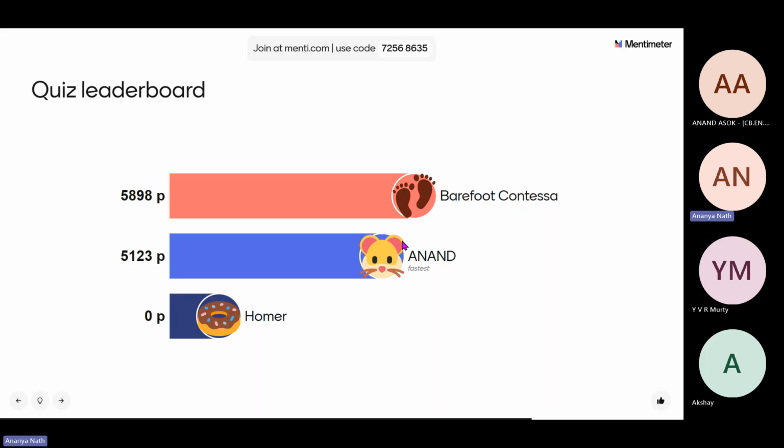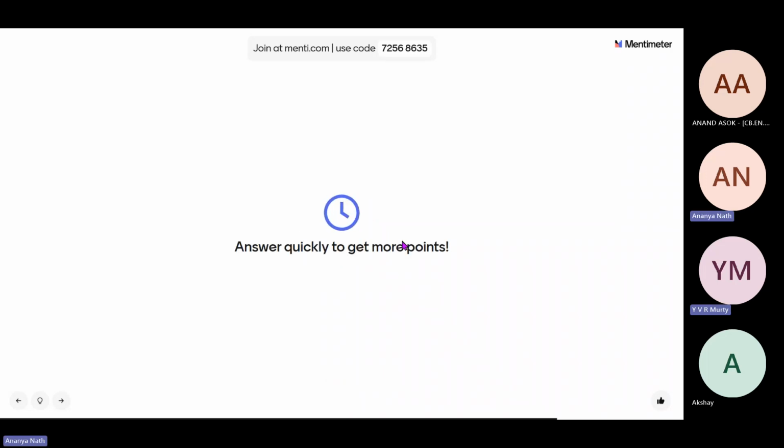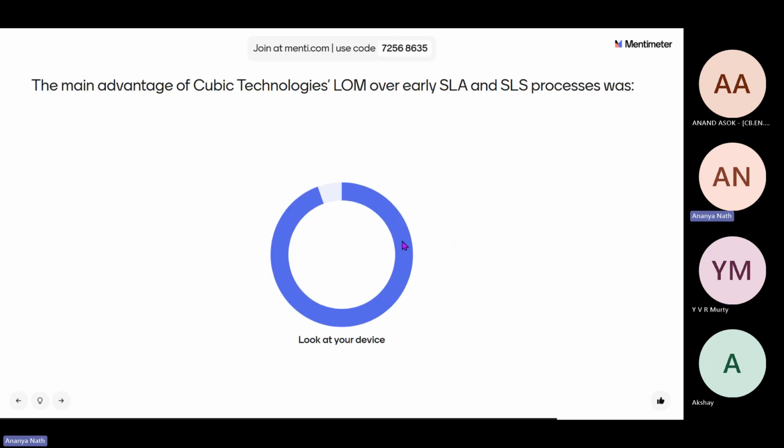Okay, somebody is going good. I think Homer has not attended the lectures and not even this doubt clearing session from the beginning. Let's see. No negative marks. No negative marks.